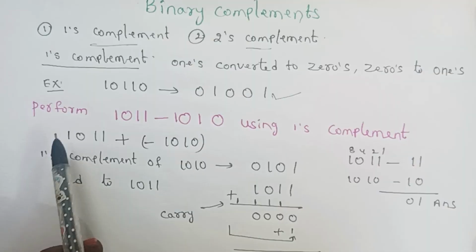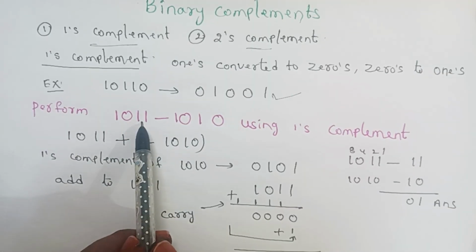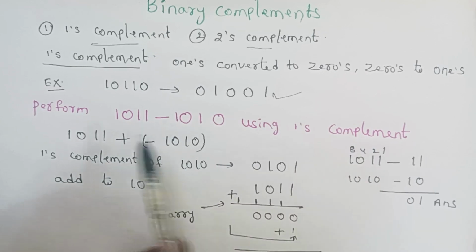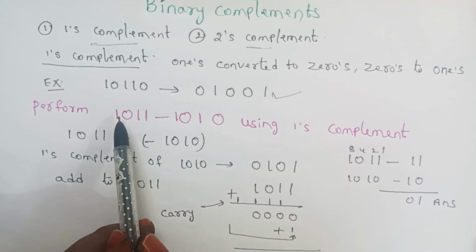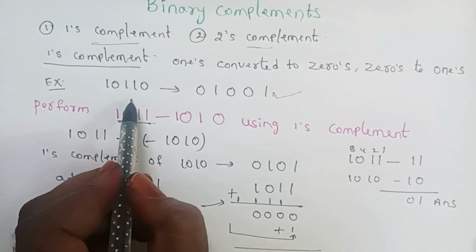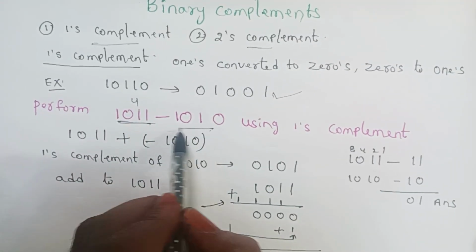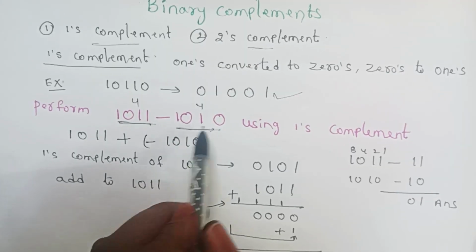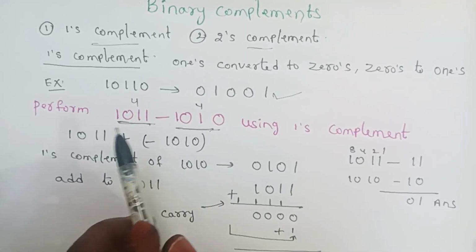Similarly, we can perform an operation. Perform 1 0 1 1 minus 1 0 1 0 using the 1's complement method. First, verify the number of bits. This consists of 4 bits, and this is also 4 bits. Always verify that both have an equal number of digits. That is the first point.